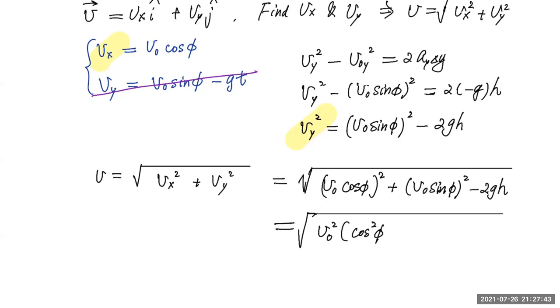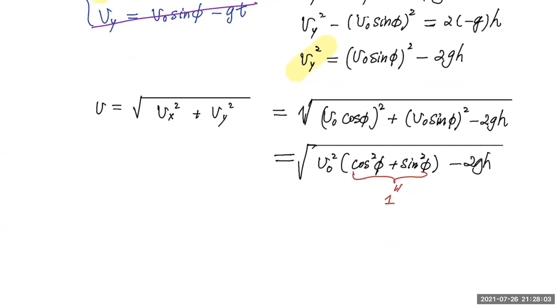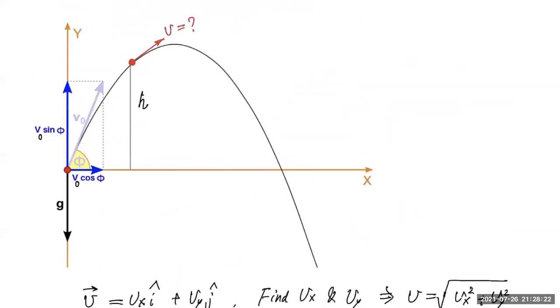Cosine phi squared plus sine phi squared, and then minus 2gh. Now we already know, everybody knows what this is. This equals 1. So curiously enough, the angle phi makes no difference to the final speed v. And the answer is the square root of v naught squared minus 2gh. It's just a minus sign instead of a plus sign that you saw in the solution to the first problem.